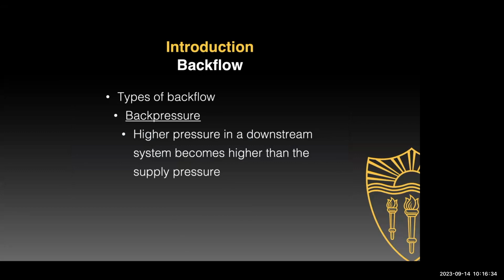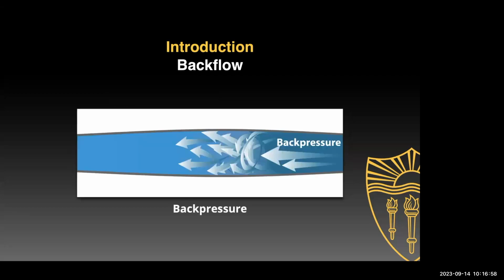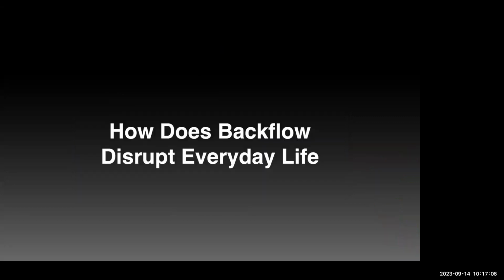And the second type is back pressure. Back pressure occurs when there's a higher pressure in a non-potable system than in a potable water system. This happens with a heating system or irrigation system. Pressure on the other side pushes back the water. This can force contaminants or chemicals from the non-potable system back into the clean water supply. And here's an illustration of back pressure. Okay, so that's the brief introduction on backflow.